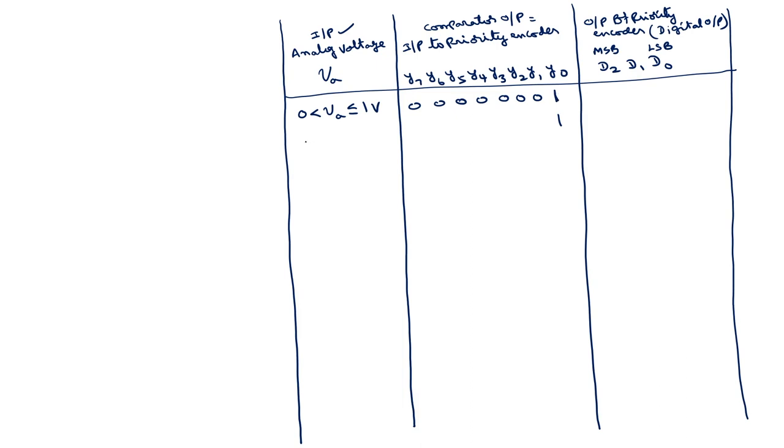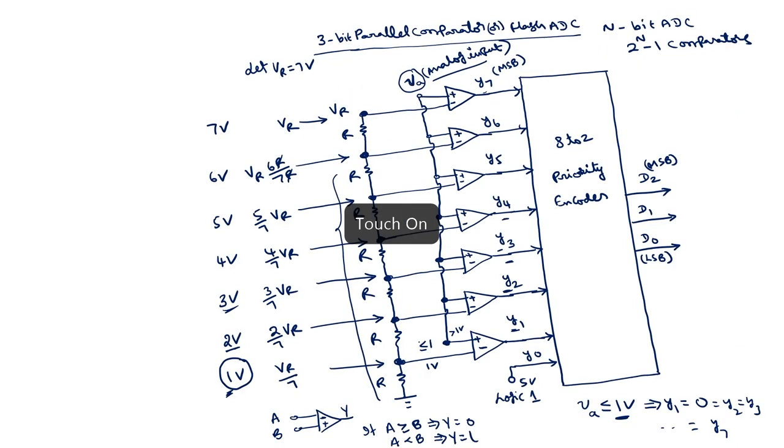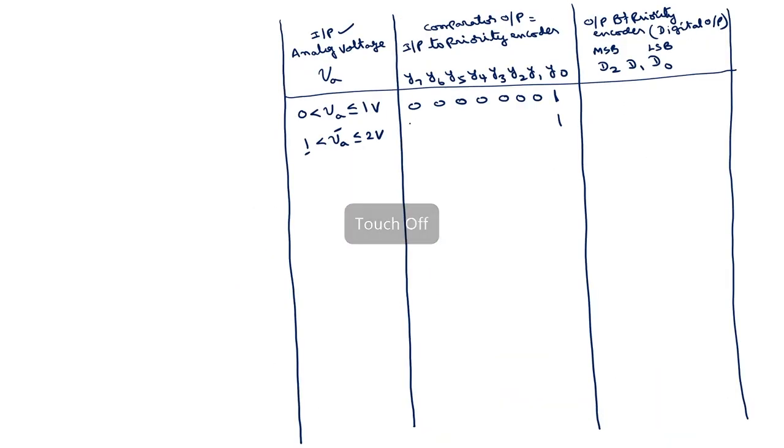Now if you take the next range, 1 is less than VA, which is less than or equal to 2 volts. Now VA is greater than 1 volt means the last comparator output will be 1, because this voltage is more than this voltage, so output is logic 1, because positive terminal voltage is less than negative terminal voltage. So this will be 0, 0, 0, 0, 0, 0, this will be 1, whereas Y0 is already permanently 1. Now if I take 2 is less than VA, which is less than or equal to 3 volts, then the last 3 inputs will be 1, and so on.